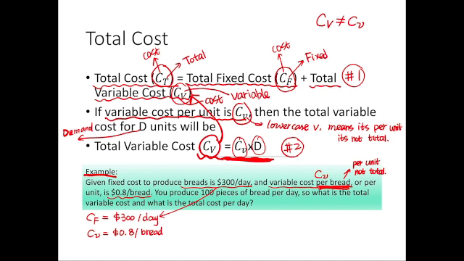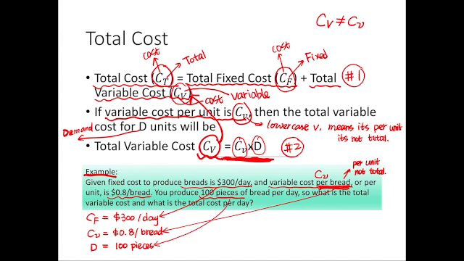Okay. You produce 100 pieces of bread per day, and we assume that you can sell all of them. So this 100 pieces is your demand, is your D. So you can write D is 100 pieces. Okay? Okay, let me show you these arrows so you know where it's from.